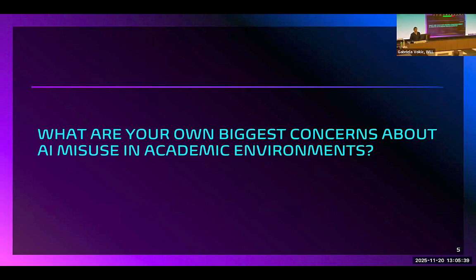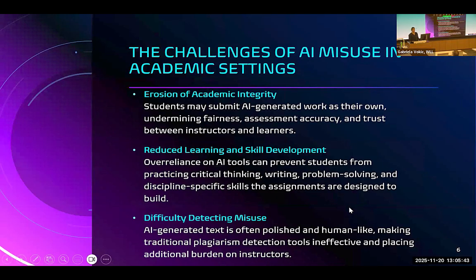Thank you everyone for sharing. So here is a quick recap of what we already know and some of the things that you shared. So number one, erosion of academic integrity. We know that when they submit AI-generated work as their own, that undermines fairness, assessment accuracy, and my personal biggest challenge is it erodes that trust between instructors and learners, and it's really hard to bounce back from that.